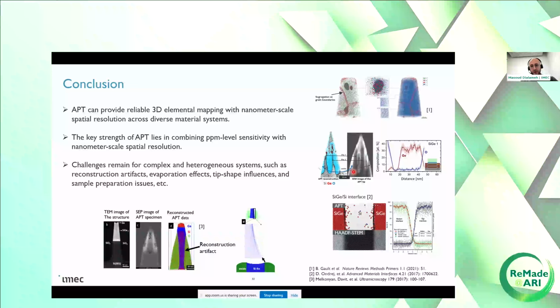Of course, quite a lot of challenges remain for analysis of complex systems, heterogeneous systems composed of different materials, elements with different evaporation fields. There are reconstruction artifacts, evaporation effect issues, tip shape, and so on. To apply atom probe to the study of a specific material, we need to be careful. It's case by case specific, and requires quite some experience and knowledge about that specific material system.